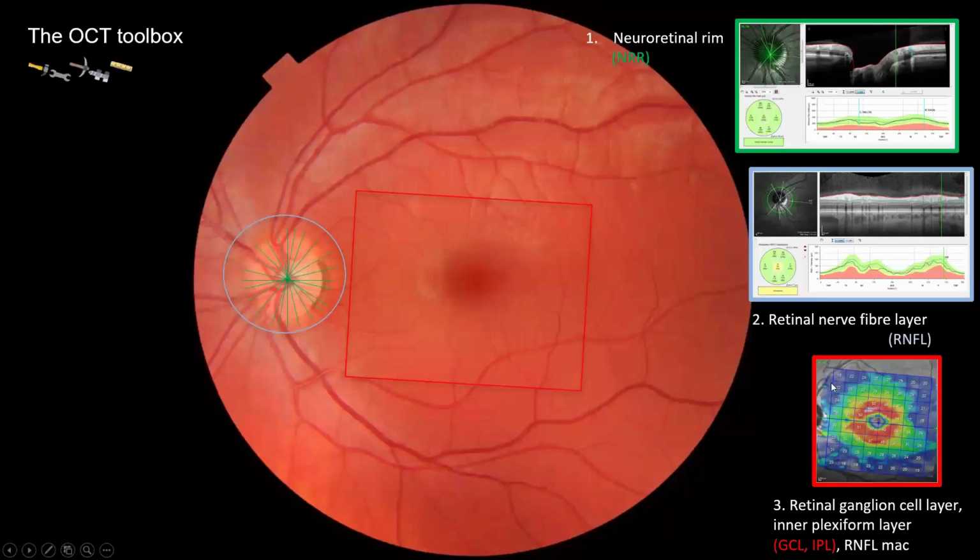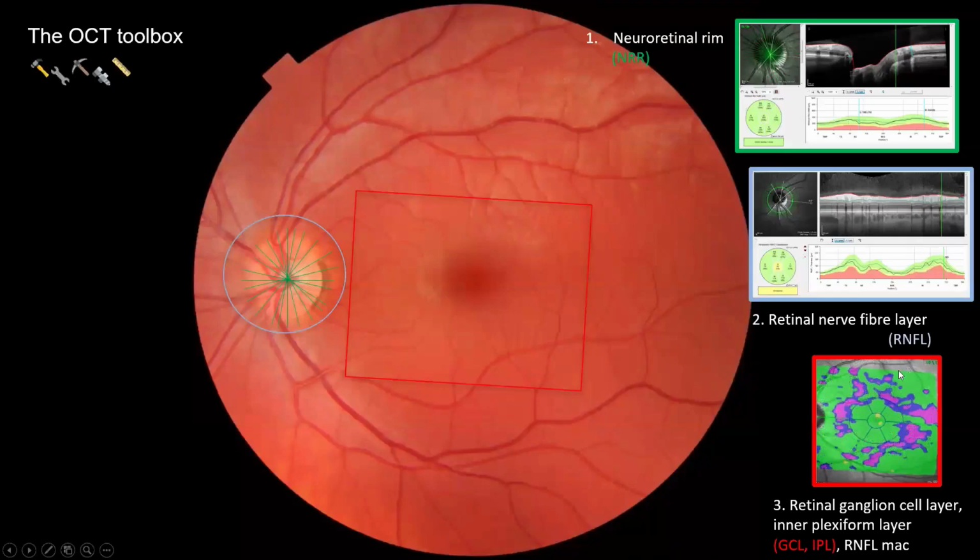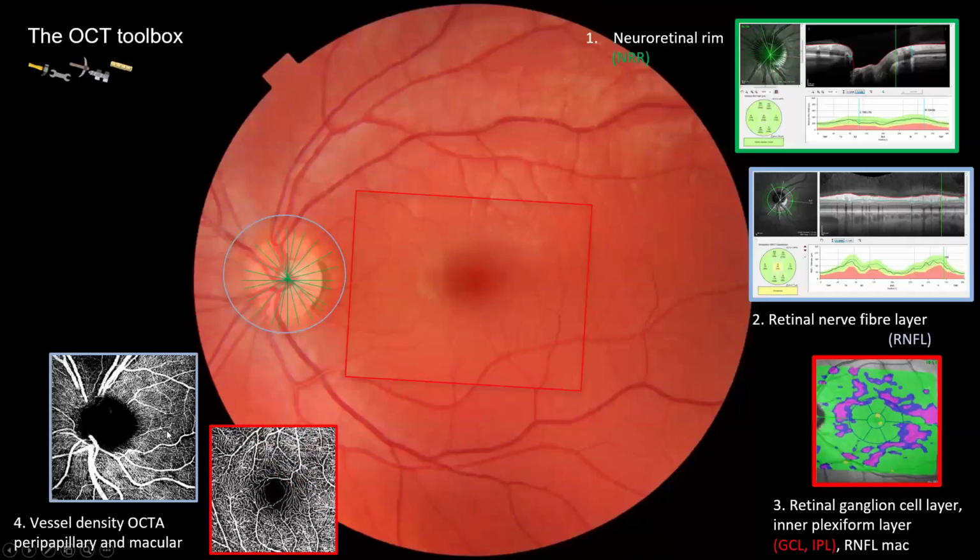The same we can do for the retinal ganglion cell layer thickness in the macula. With a cube scan of the macula, we are able to segment the thickness of the ganglion cell layer and also compare it to a normative database with these deviation maps. In future, we will apply OCT angiography also to the macula and peri-optic area in order to define where the damage is and what kind of damage do we encounter.